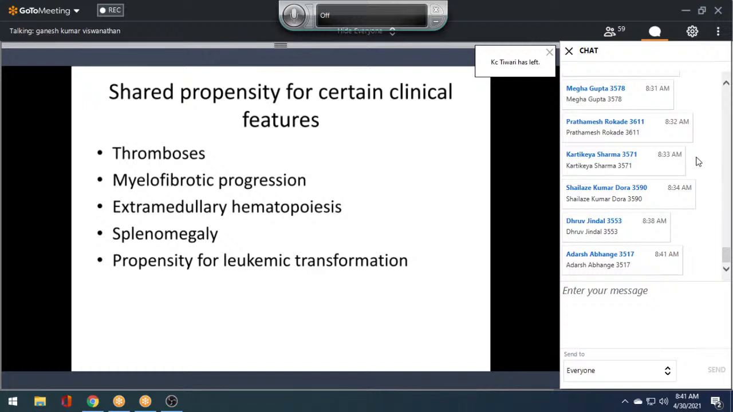All these MPNs have a few clinical features in common. This includes thrombosis. Because of increased cellular proliferation, there is thrombosis. They can also have a tendency to develop myelofibrosis.